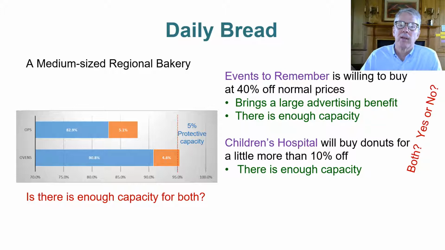Now Robert, who's the plant manager, has gray hair. He's earned each one by living through many unexpected problems. His accumulated wisdom is that in this plant, and they're all different, typically the 5% protective capacity that Robert's saying is necessary is probably not enough, what we're showing right here. So how does Robert feel about accepting both new customers?